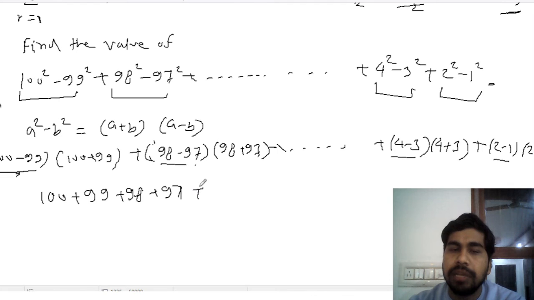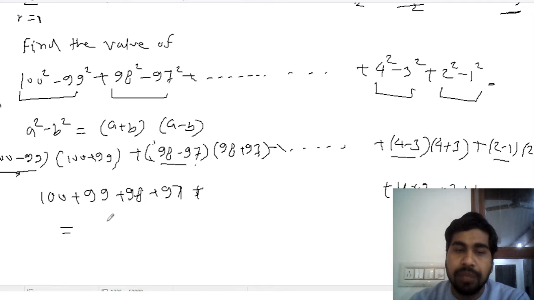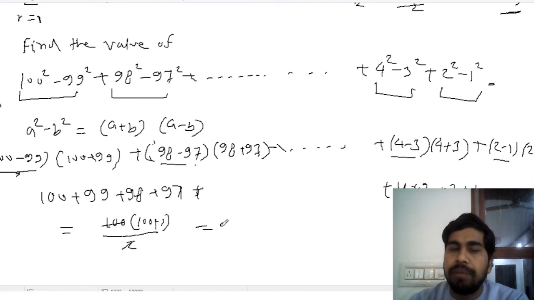Okay, and in the last terms it becomes 4 plus 3 plus 2 plus 1. Now it is the summation of the first n natural numbers. We know that the summation of first n terms is n times (n plus 1) divided by 2. This becomes 50 into 101, which is 5050.